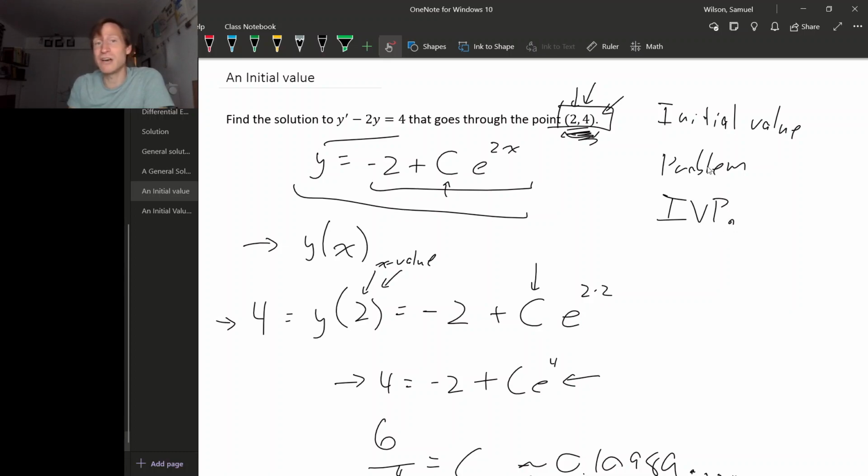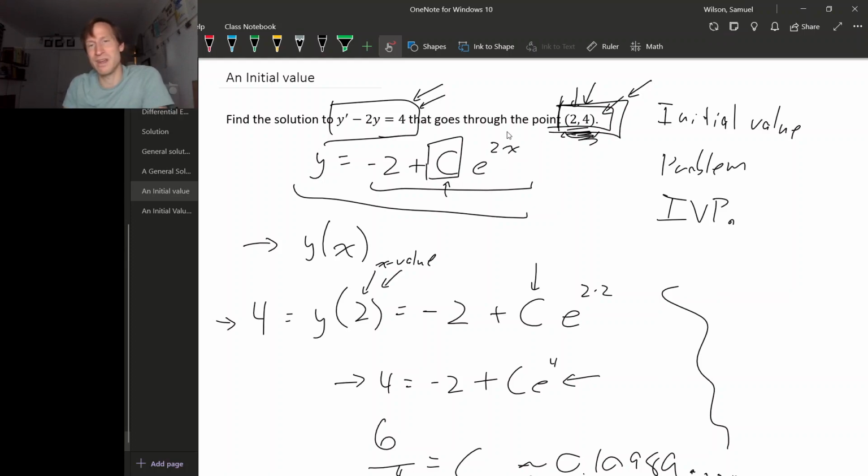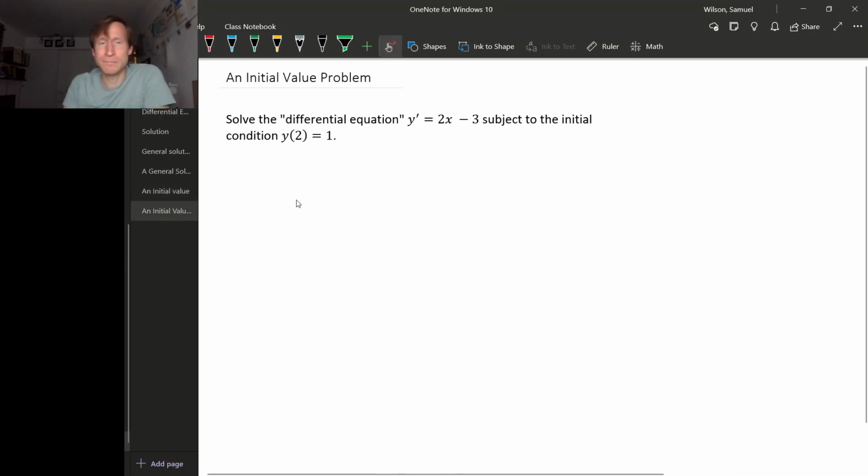So an initial value problem is a differential equation plus some data point that you want to get a solution through. And to solve the initial value problem, you'll find a solution to the differential equation that goes through the data point. Usually what you'll do is find a general solution for the differential equation, and then go through this process that we did here to use the data point to find which particular solution goes through the data point. All right, so let's look at another example of this situation.